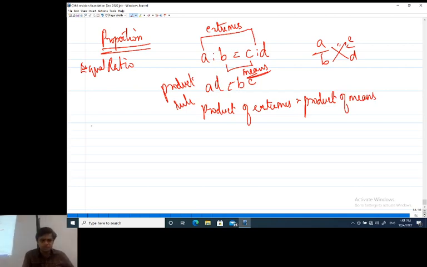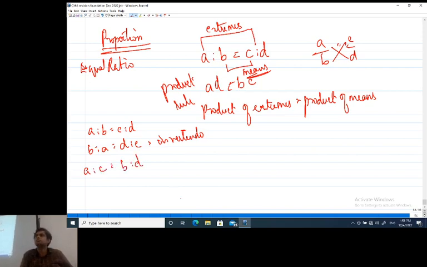Now in a given proportion, if I say A is to B is equal to C is to D, then B is to A is equal to D is to C. This is popularly called invertendo. I am basically inverting the fraction. So it is called invertendo. Always add an endo to the end. A is to C is equal to B is to D. I am alternating the terms. So this is called alternando.